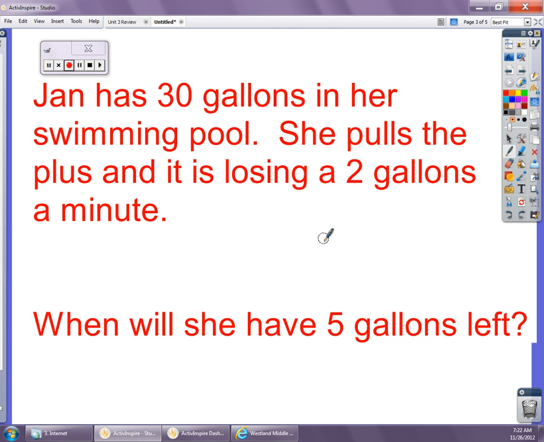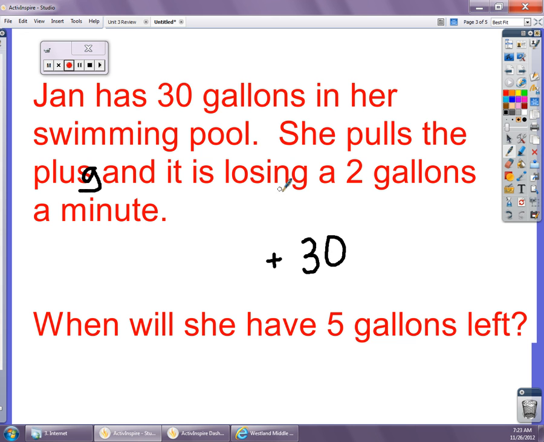Now this is a little bit different because this is going to be a real world problem. Jan has 30 gallons in her swimming pool. Well, that's something that Jan's going to start out with. She already has 30, so we're going to put a plus 30 because she doesn't have negative 30. You're going to add 30 to whatever she has or whatever she's going to get. Well, she pulls the plug. That should say plug, not plus.